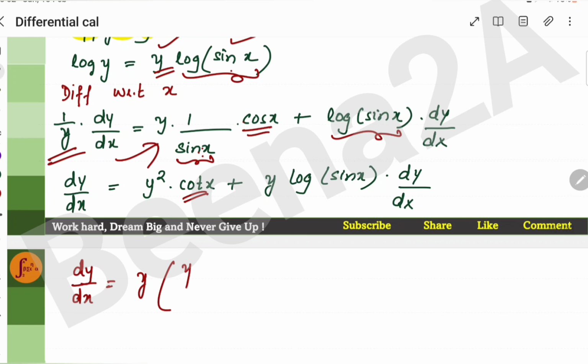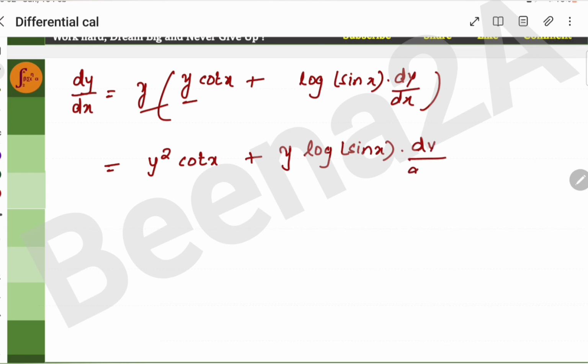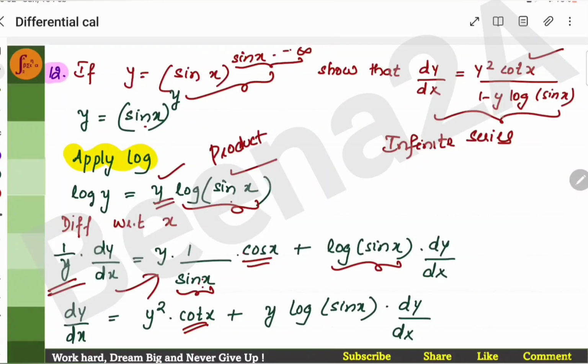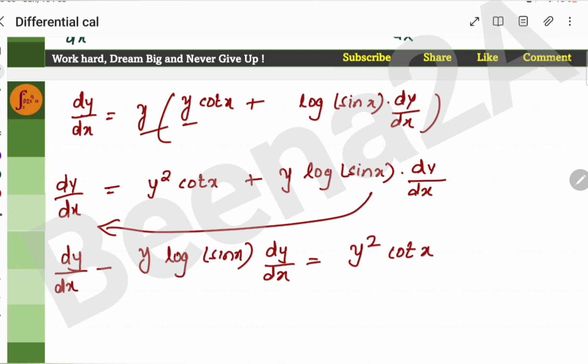So y into y by y cot x plus log of sin x into dy by dx. So y into y is y square cot x. So this will become y log of sin x into dy by dx. And now let's look at the original expression. I should get cot x, y log of sin x. So I'll bring this dy by dx together. When I shift this here, it will become minus y log of sin x into dy by dx is equal to y square cot x.